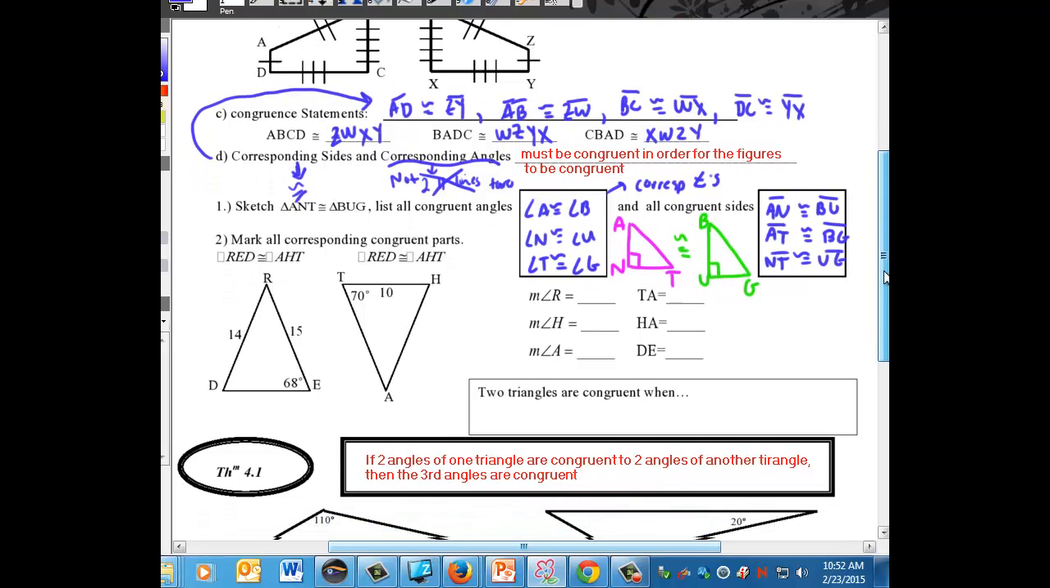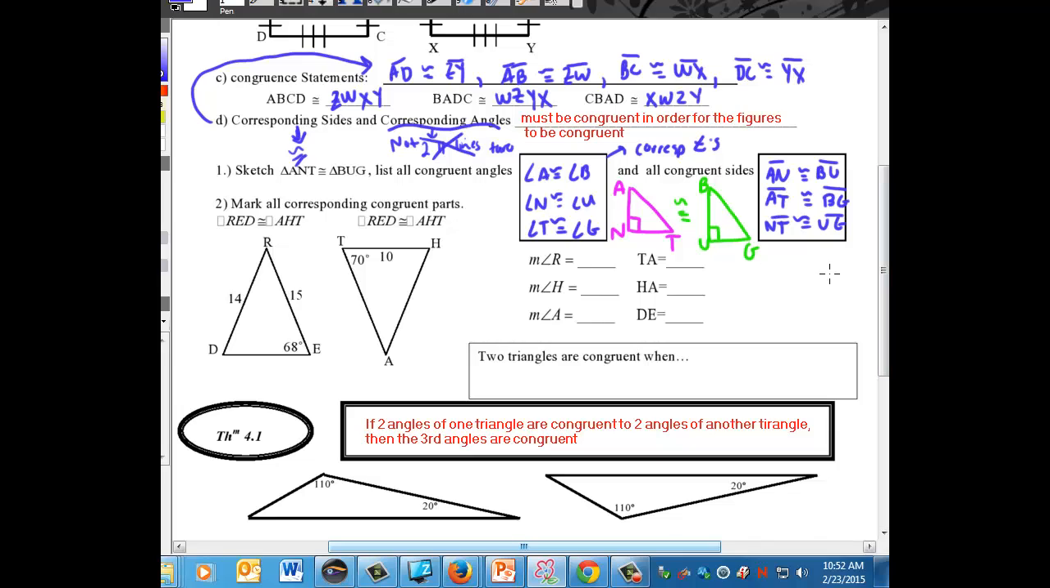Alright, next we're asked to mark all corresponding congruent parts with triangle RED and triangle AHP. Let's look at what we have here. First, I'm going to put one mark underneath R and one mark underneath A. The reason I'm doing that is that since we're told these two triangles are congruent, that means these two angles are the same. I know that angle R and angle A are the same angle, even though it's been flipped upside down.